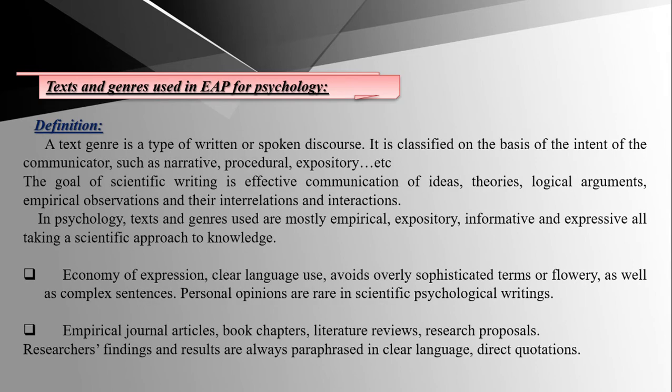And for the fourth title, we have texts and genres used and found in EAP for psychology stream. Let us first define what is a text genre. A text genre is a type of written or spoken discourse. It is classified on the basis of the intent of the communicator, such as narrative, procedural, expository, etc. In psychology, texts and genres used are mostly empirical, expository, informative, and expressive, all taking a scientific approach to knowledge.